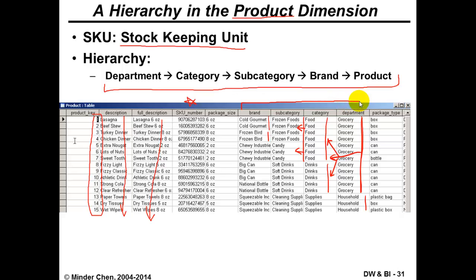You shouldn't count on the sequence of the columns within the table to determine the hierarchy. You need to really understand your data, and sometimes studying the values stored in the dimension table will help you determine the hierarchy as well.